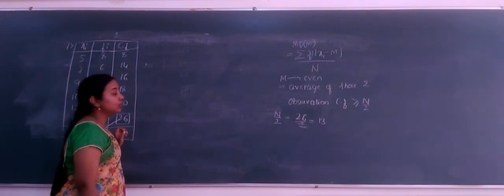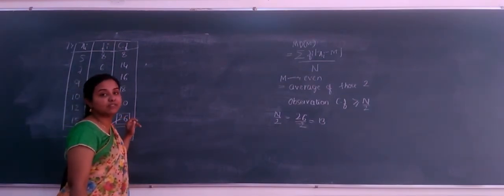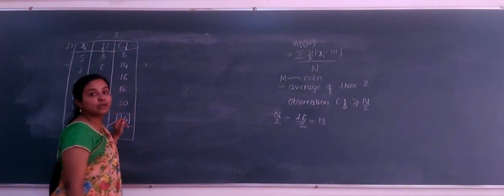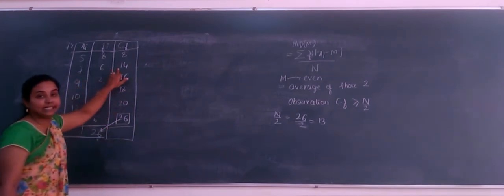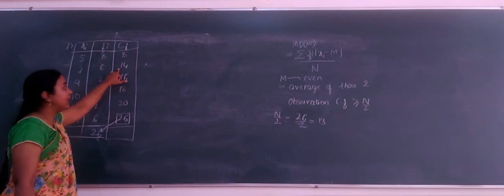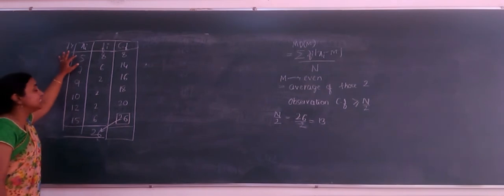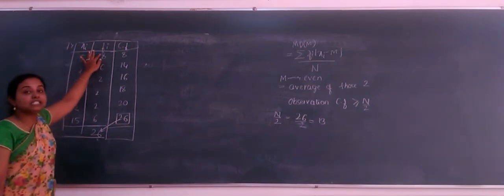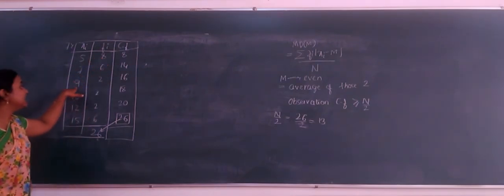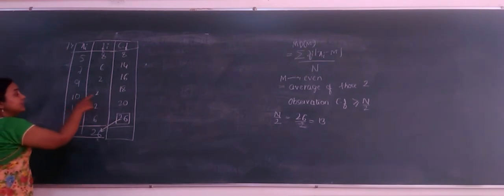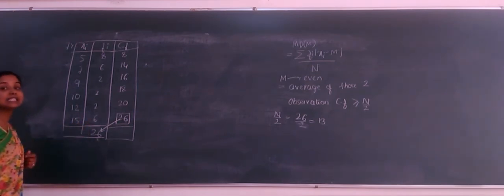What we have got: n by 2 is 13. Now in the cumulative frequency column, we need to find those two observations which will have the cumulative frequency greater than or equal to 13. So which will be the two? There will be 14. Here if I arrange and write, as I have explained in the previous problem, 5 can be written 8 times, 7 can be written 6 times, 9 can be written 2 times, 10 can be written 2 times, 12 can be written 2 times, 15 can be written 6 times.